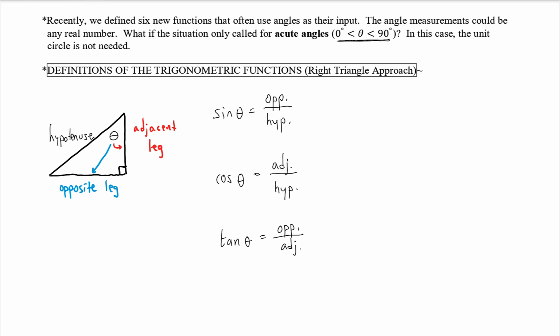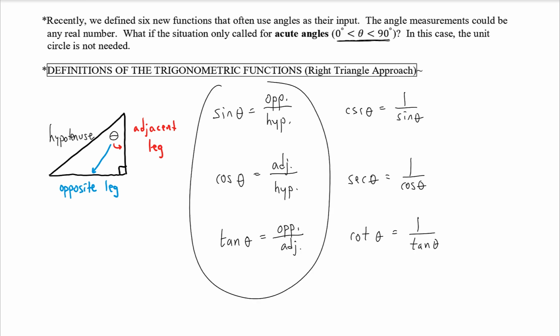Nothing changes here. If I want cosecant, I simply take the reciprocal of sine. If I want secant, I take the reciprocal of cosine. And if I want cotangent, I take the reciprocal of tangent. That doesn't change, but you don't really need to worry about those three. If you just remember these three and which ones are reciprocals, you're good to go.